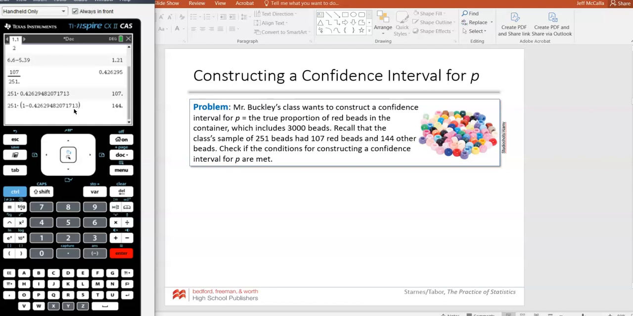We sampled 251 out of 3,000. That is less than 10%. 10% is 300, so we're good there. So we checked all the conditions.